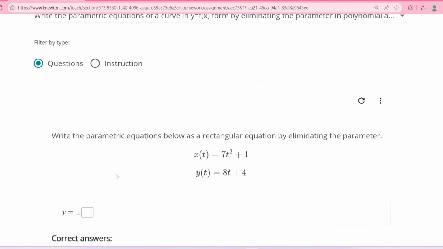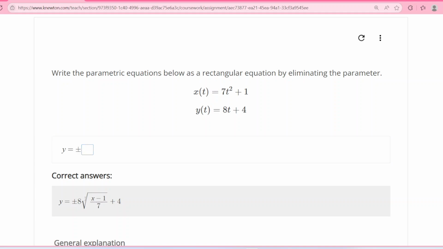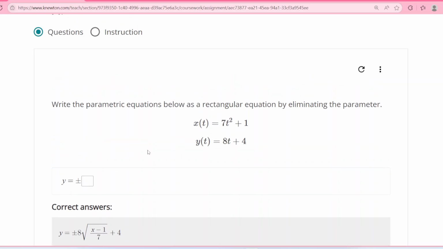Again, what they want you to fill in the blank was the one with the plus or minus, and there they are: plus or minus 8 times the square root of (x minus 1) over 7, then plus 4, which we got earlier. Wonderful. So this one had polynomial parametric equations. Again, when there are radicals or roots involved, it's still the same concept. When you're asked to eliminate the parameter, you just solve one equation for t, substitute it into the other equation, and then you'll have your rectangular equations for the same exact curve.